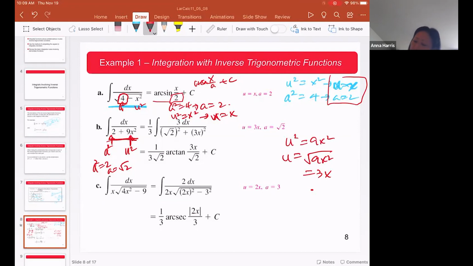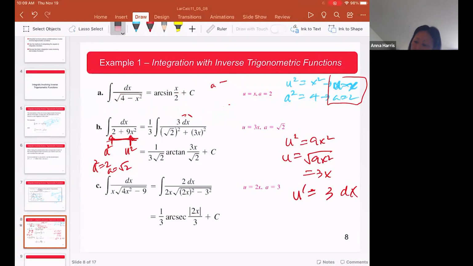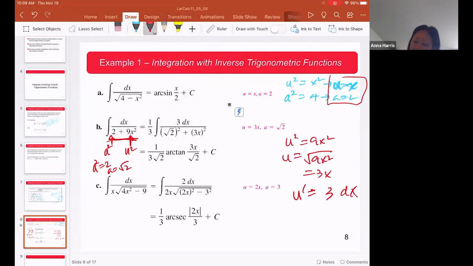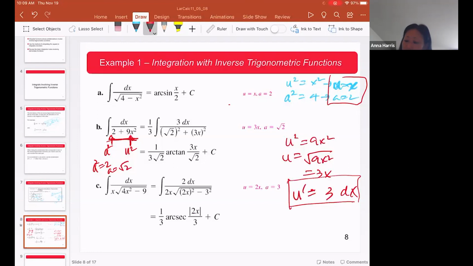Okay, so we're gonna do our formula, and then don't forget to do u prime. U prime is equal to 3 dx. All right, so let's do it. So if I plug back in, we're gonna plug back in. So u prime, I need 3 times 3x of dx.